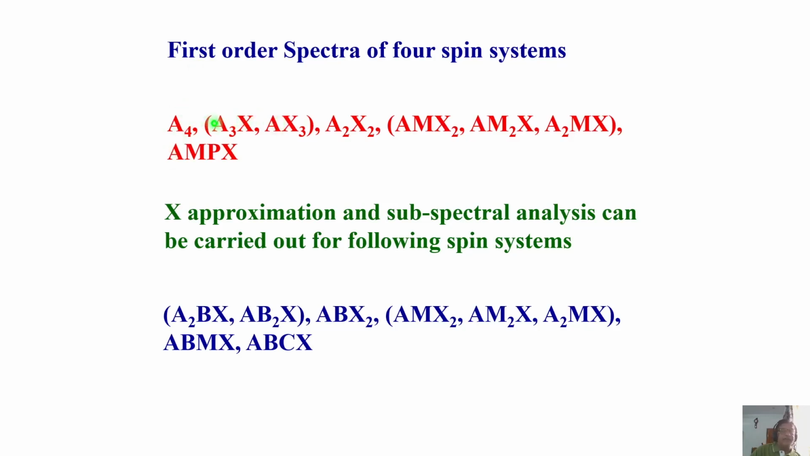A3X is still possible. This will be a quartet, this will be a doublet. Similarly, AX3 is fine. A2X2, this will be a triplet and this will be a triplet. Easily analyzable. AMX2 also. So all these are weakly coupled spin systems. They are analyzable in a first order manner. First order analysis is feasible. But the same thing, when you slightly reduce the magnetic field or go to lower frequency, they will become A2BX, ABX2, ABX like this. These are not analyzable in the first order way.